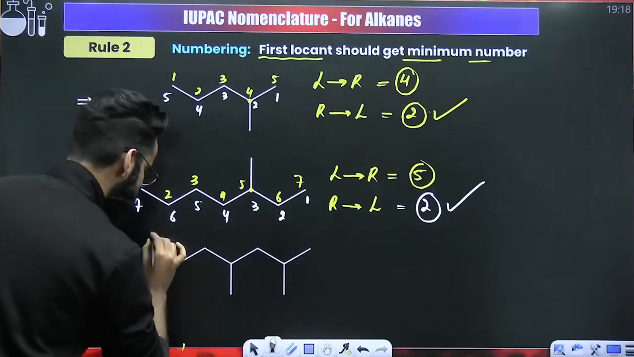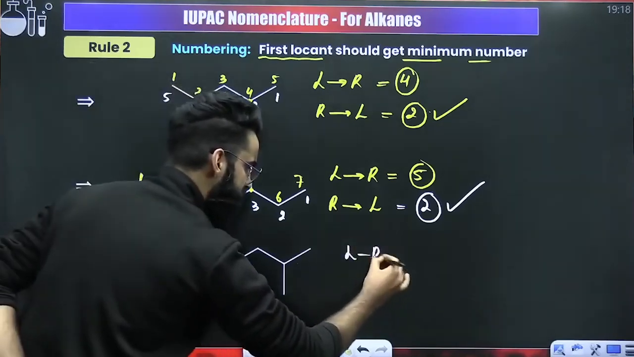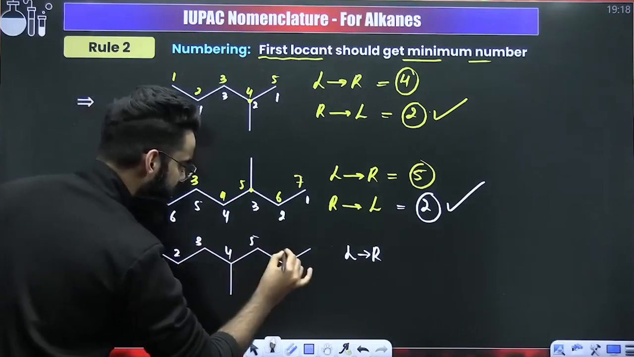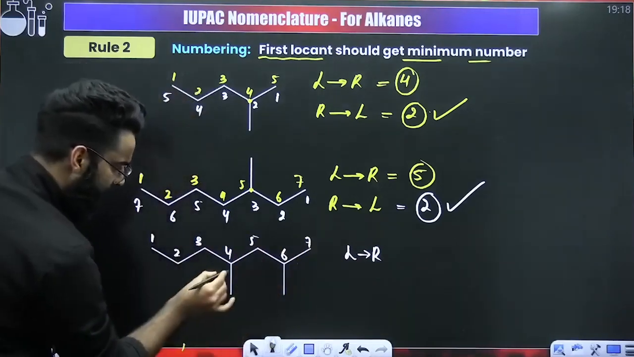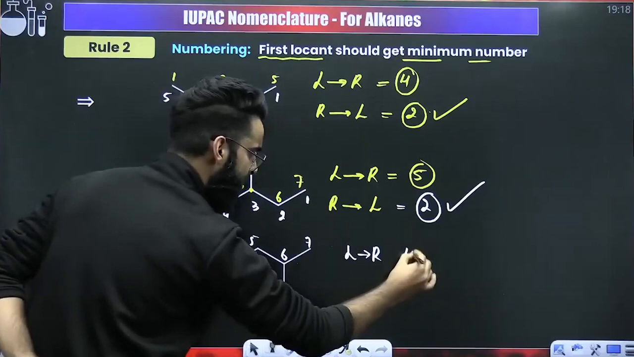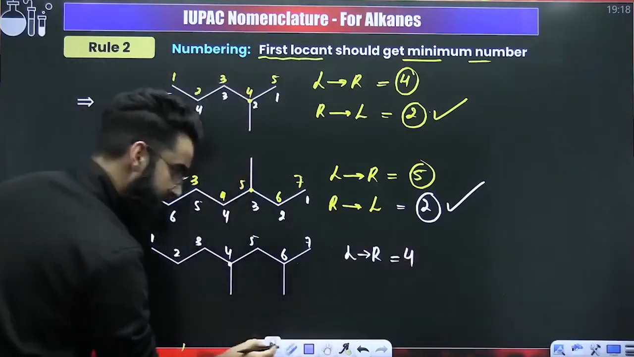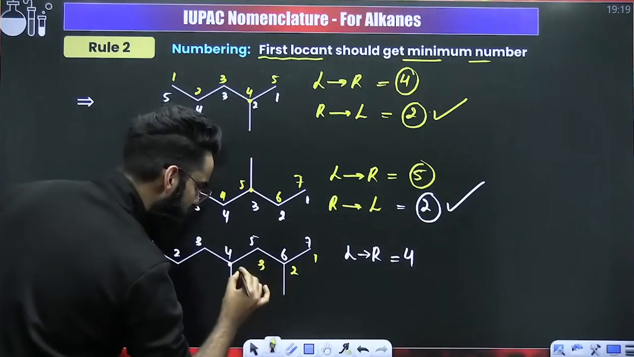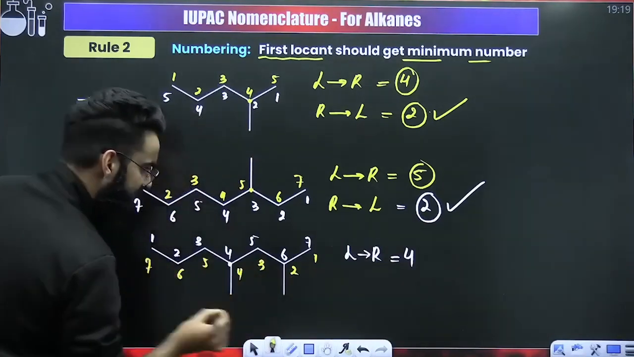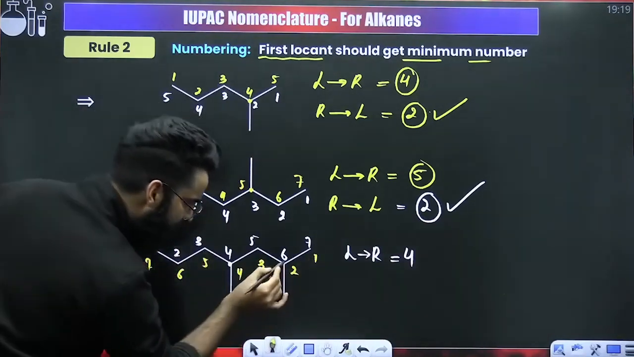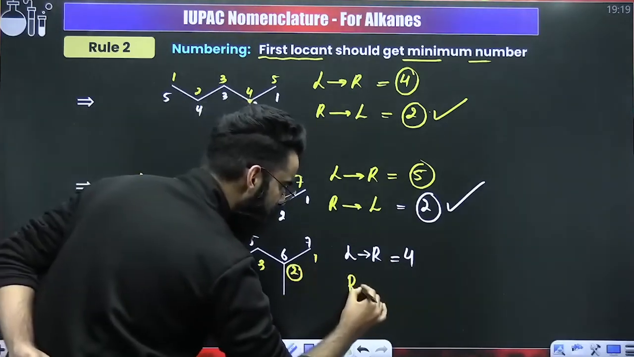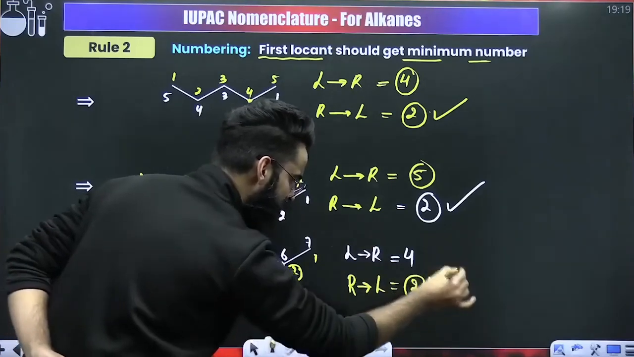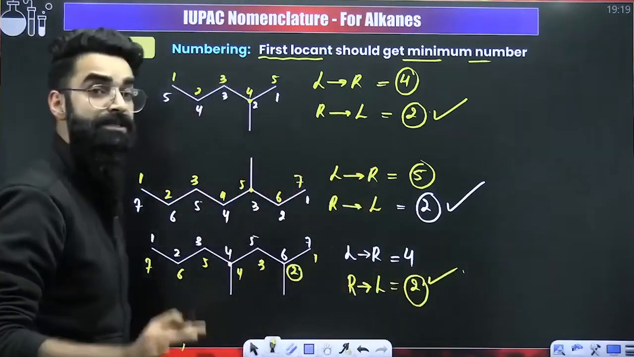Again, you have two possibilities. Start from left to right: 1, 2, 3, 4, 5, 6, 7. The first locant over here is getting number 4. Now do the numbering from right to left: 1, 2, 3, 4, 5, 6, and 7. Then the first locant is getting number 2. And the first locant always should get the minimum number. So you will give the numbering from right to left.